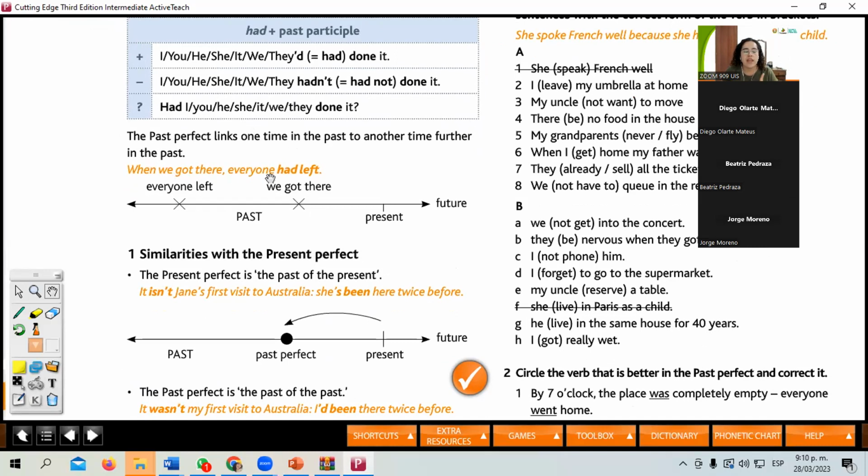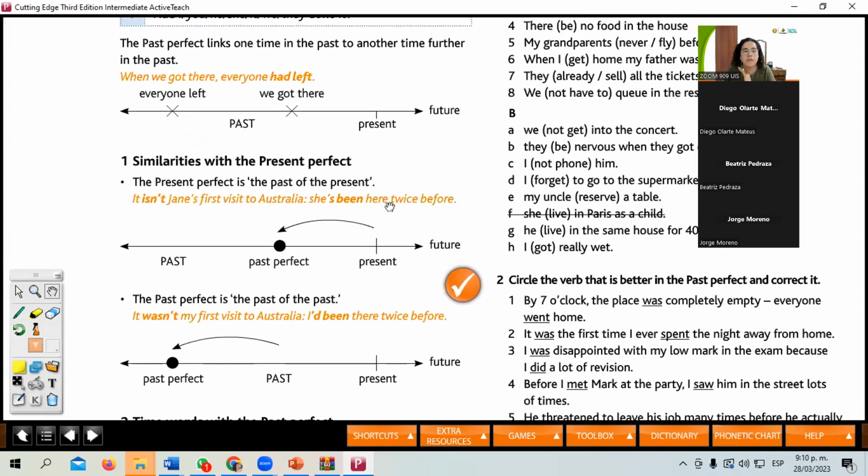When we got there, everyone had left. Entonces, cuando llegamos, ya todos se habían ido. El llegamos también está en el pasado, pero que todos se habían ido ocurrió antes, ¿no? Entonces, it is the past of the past. When we got there, everyone had left.